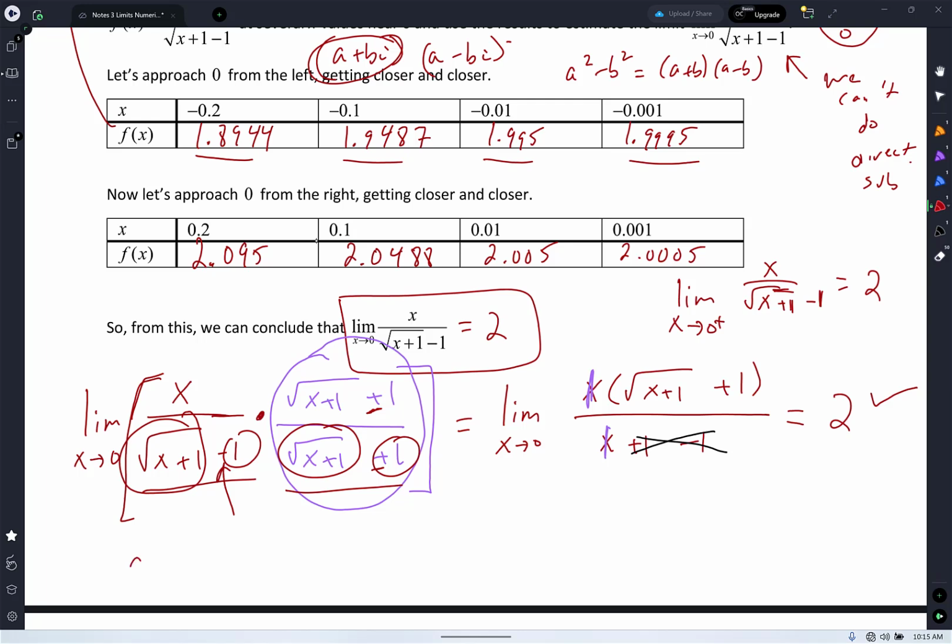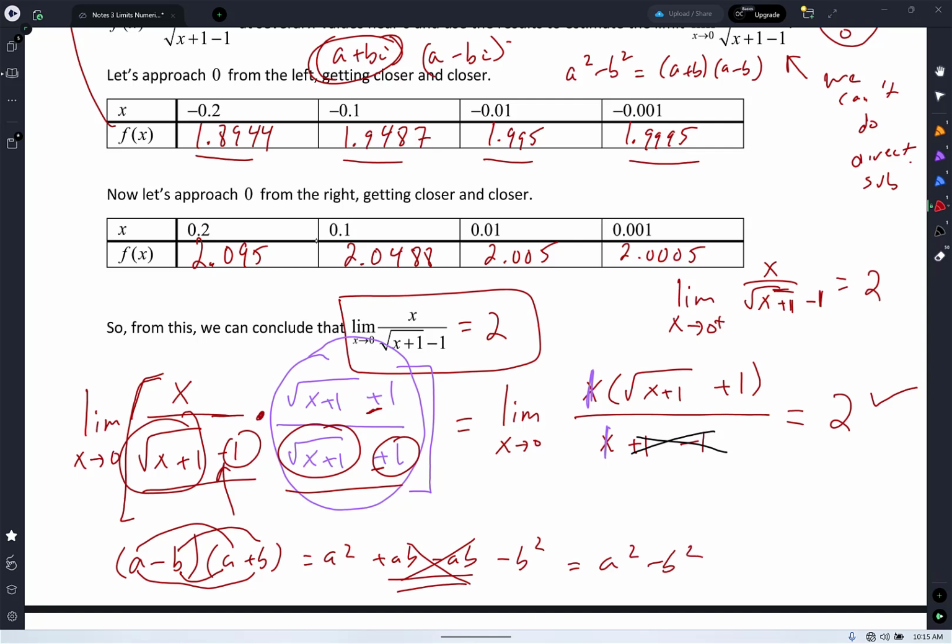Watch, I'll show you. So if I had something like a minus b times a plus b, this is just a side note, guys. A times a is a squared, a times b is plus ab, negative b times a is minus ab, negative b times b is minus b squared. Look at the middle terms, how they just cancel out. And you get a squared minus b squared. So that's why I did the difference of squares here.